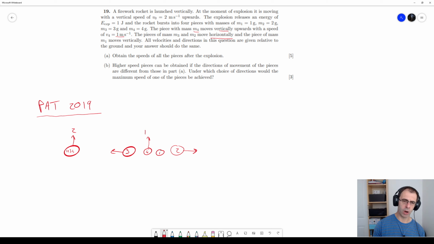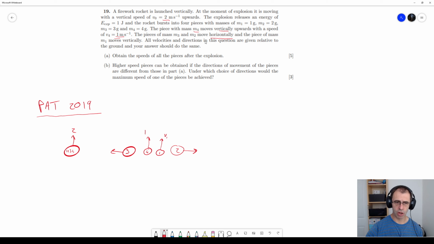So M1 is traveling at some unknown velocity. I'm going to call its velocity V1. Since we're taking up as the positive direction, because this was positive 2, this is positive 1, I'm going to say that V1 is an upward velocity. If we get a negative answer, that's just going to tell us that it's moving downwards.